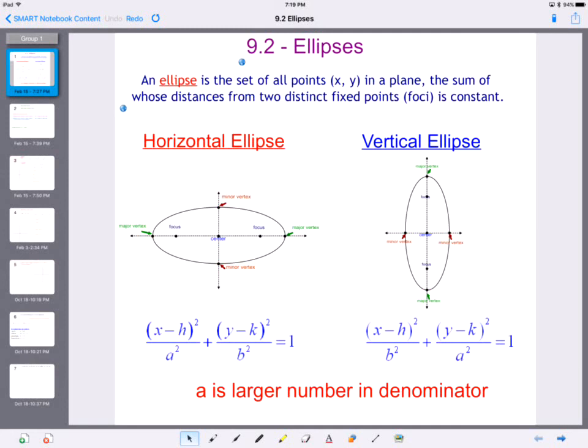Welcome to section 9.2, ellipses. This is the second conic that we will be looking at. An ellipse is the set of all points in a plane the sum of whose distances from two distinct fixed points, called the foci, is constant.